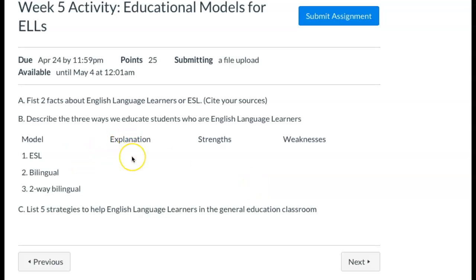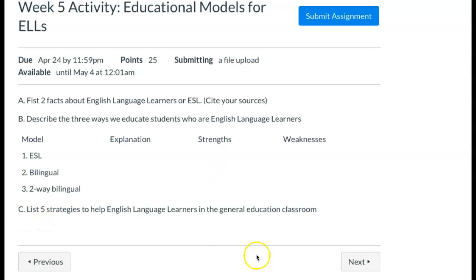And then you're going to create up this chart for B. What is it? How do they teach really? Like, they teach children only in English. They teach children in English and Spanish. And then what's the strength of that model? If you only teach somebody in English, what's the strength of that? What's the weakness of that? If you teach people in Spanish and English, their home language and another language, what's the strength of that? What's the weakness of that?